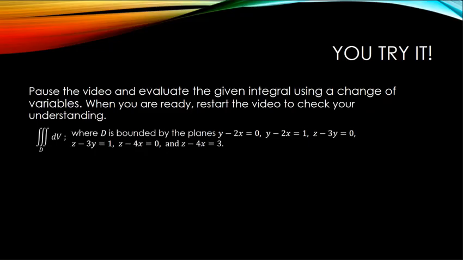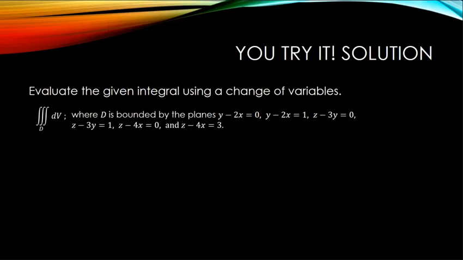You want to evaluate the triple integral over D of dV, where D is bounded by the planes y minus 2x is equal to 0, y minus 2x is equal to 1, z minus 3y is equal to 0, z minus 3y is equal to 1, z minus 4x is equal to 0, and z minus 4x is equal to 3. In order to evaluate this integral, I'm going to look at my boundary lines for my region.